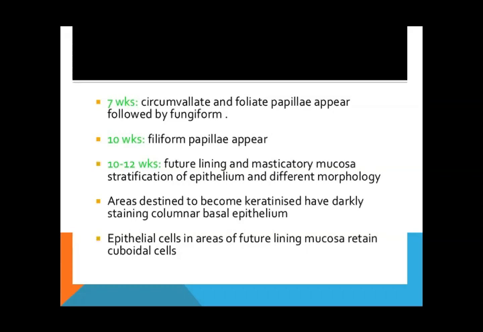At 10 to 12 weeks, the future lining and masticatory mucosa show stratification of epithelium and different morphology. Areas destined to become keratinized have darkly staining columnar basal epithelium. Epithelial cells in areas which are lining mucosa retain cuboidal cells.